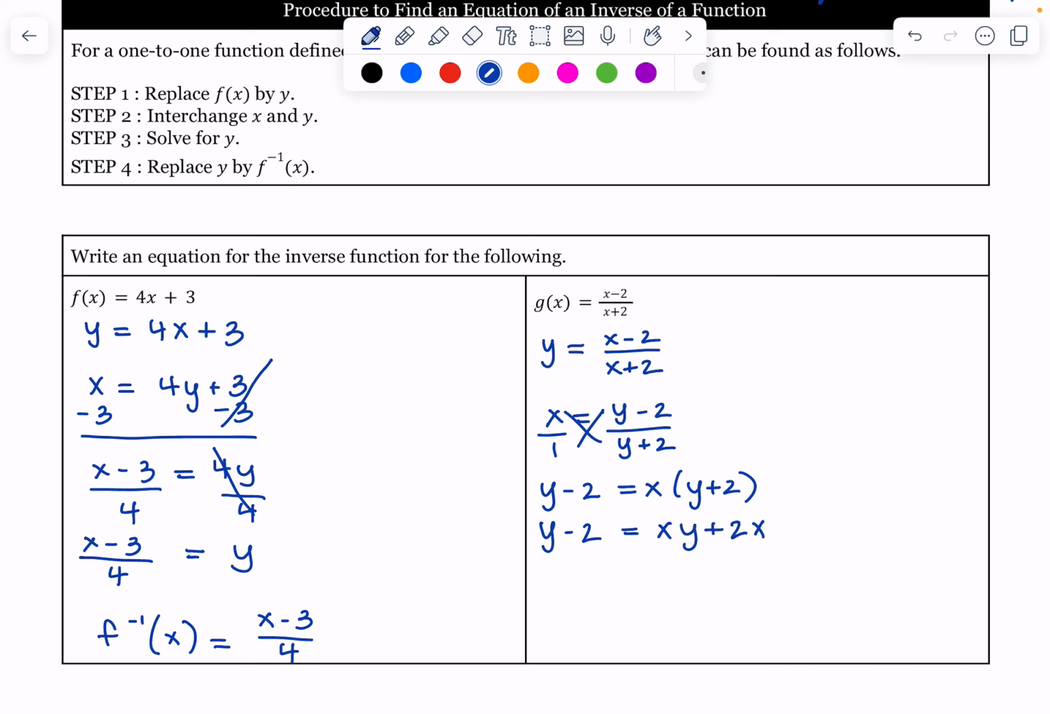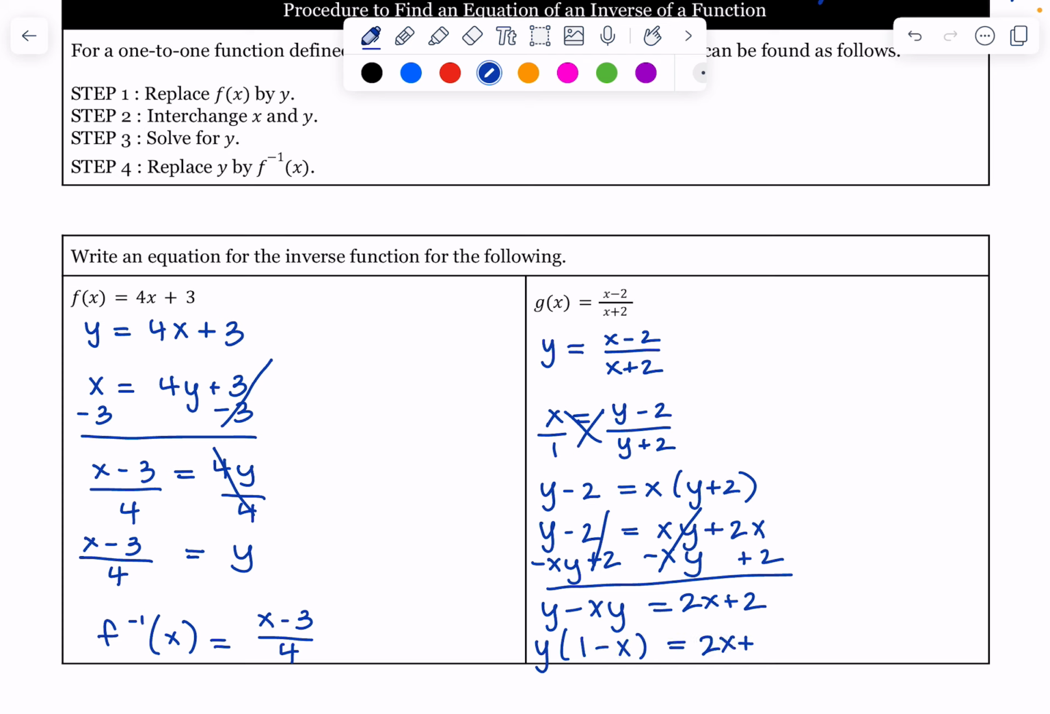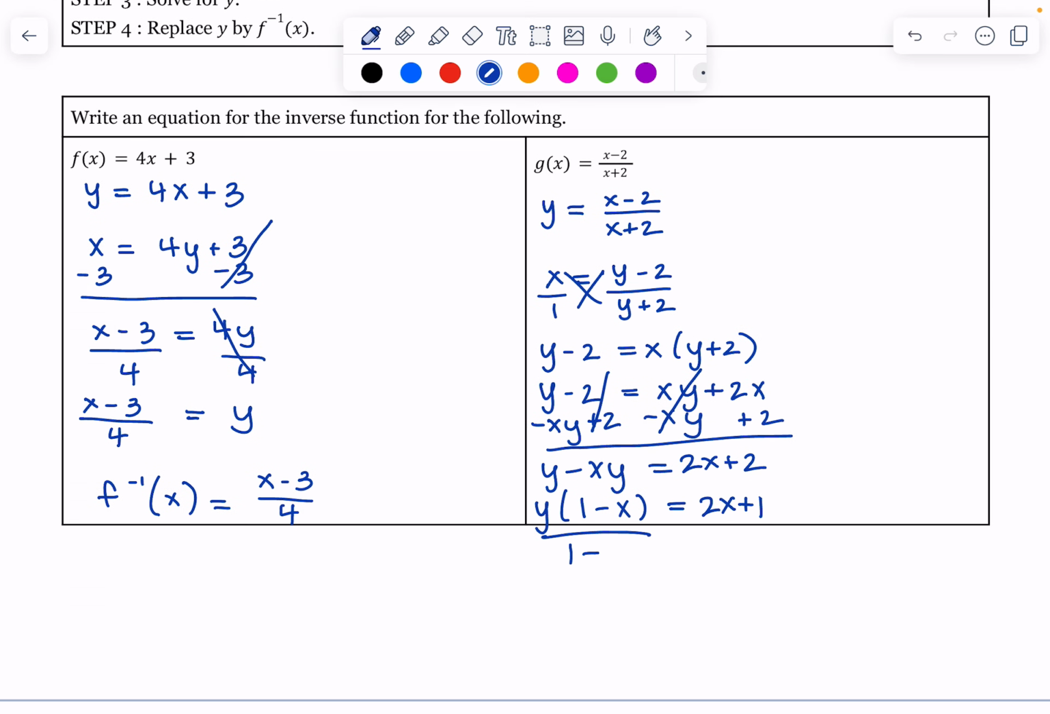I'm trying to solve for y, so let's get my y's on the same side and move this 2 to the right side. So these cancel and these cancel. So I'm going to have y minus xy is equal to 2x plus 2. These both have a y, so I'm going to take it out. And when I do that, I'm going to be left with y times 1 minus x is equal to 2x plus 1. And then divide by 1 minus x on both sides. So I have y equals 2x plus 1 over 1 minus x.